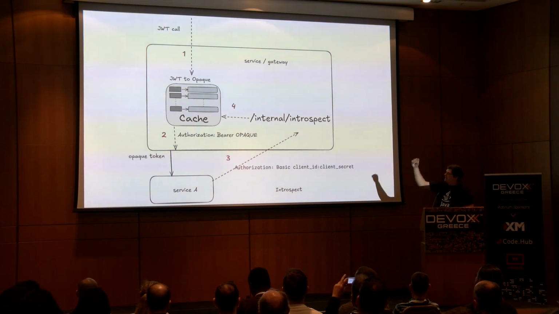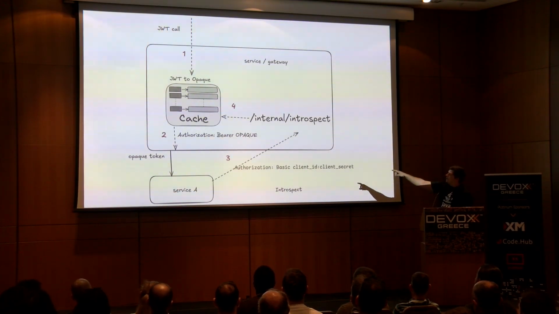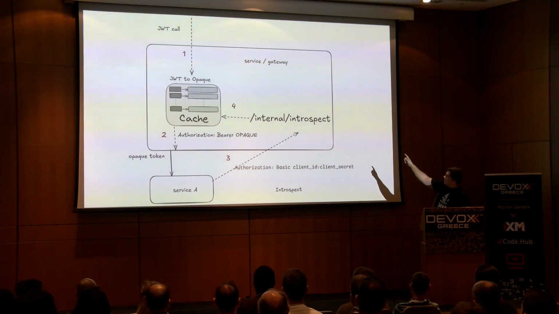So when the JOT gets to the gateway, it transforms the JOT to an opaque token. It puts it in a cache, and then it sends it down, saying authorization bearer opaque, right? So that service is not insecure, right? It's still kind of doing something. But then once it gets to the security layer of service A, it goes back to the introspection endpoint.